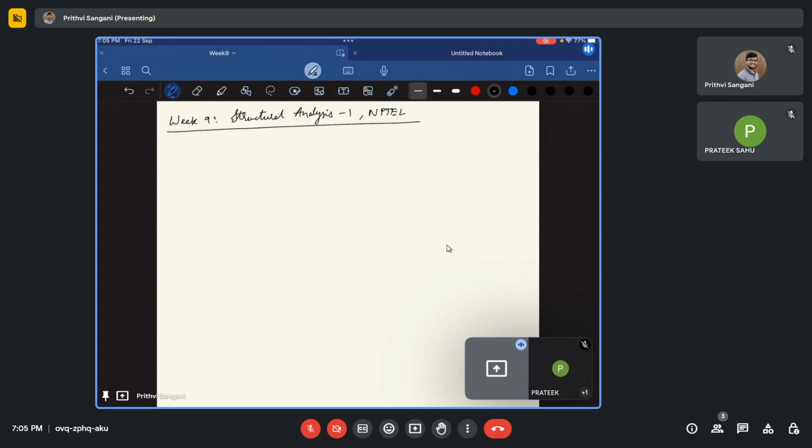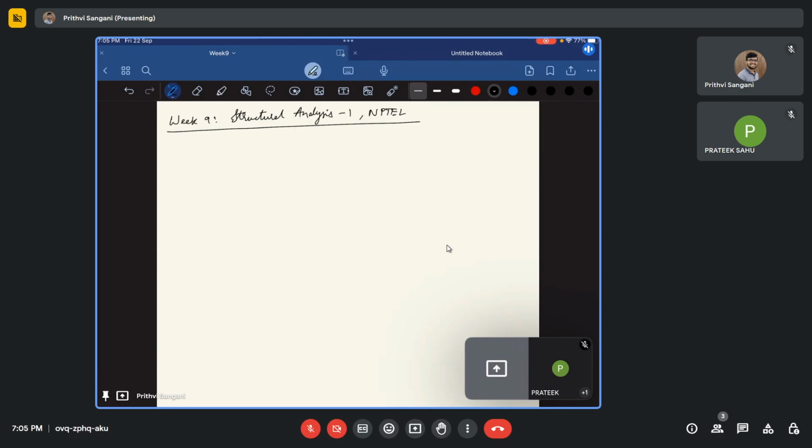I'll start with beam problems, and then we'll solve a couple of beams, and then we'll go ahead and solve some frame problems so that the concepts will be clear, and it will give you some idea to solve questions which are there in the assignments. So let us start the session.